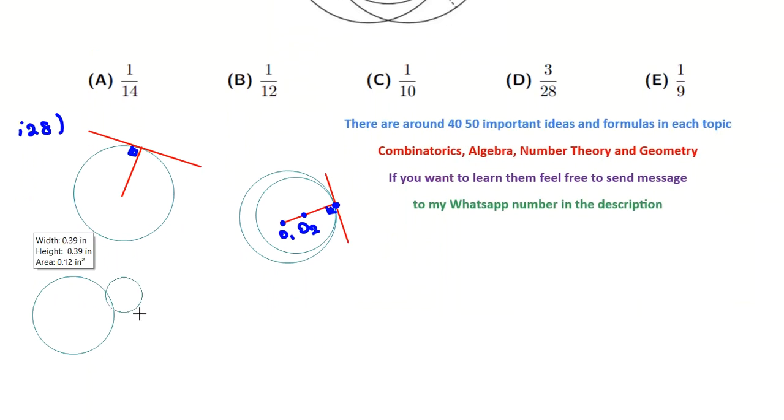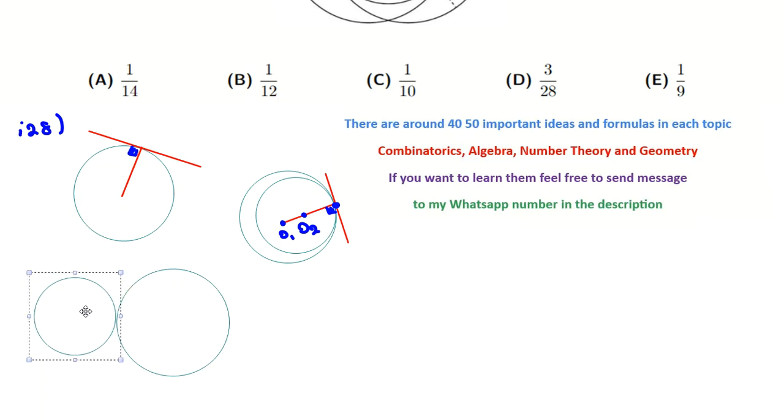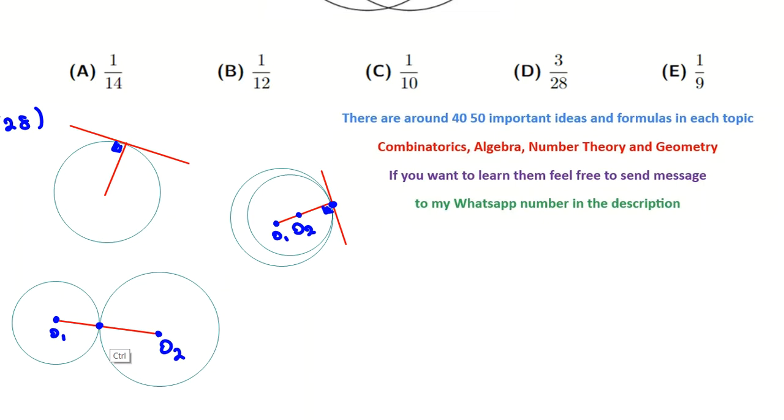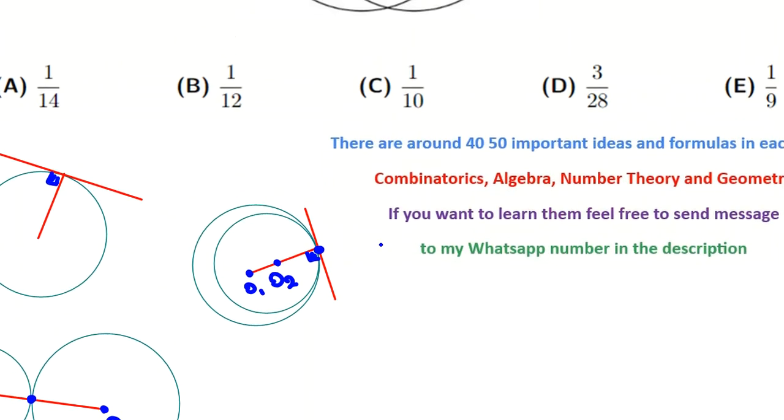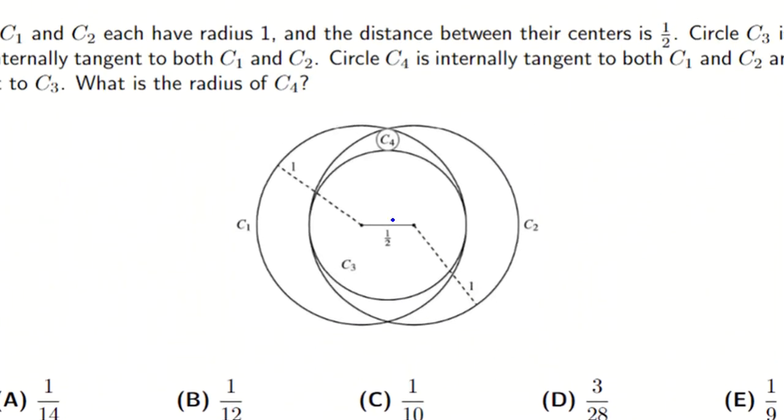Also, if you have two externally tangent circles, then we have something like this. Suppose they are tangent like this. Again, by the same idea, O1 and O2 lie on one line. O1, O2, and the common point are collinear. Now we want to use these points to find the radius of C4.